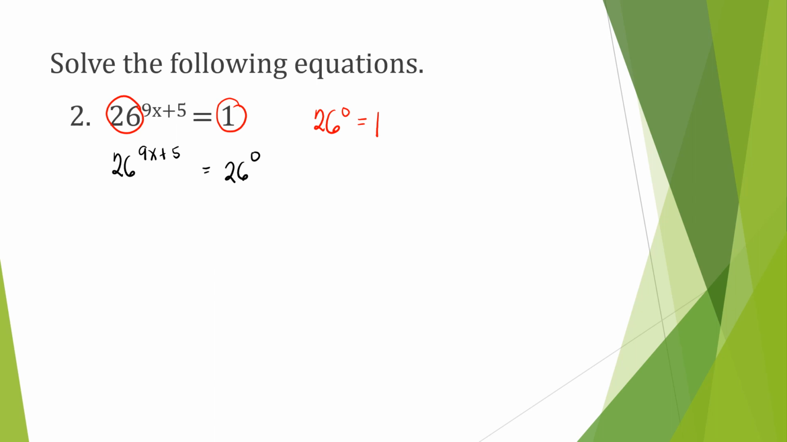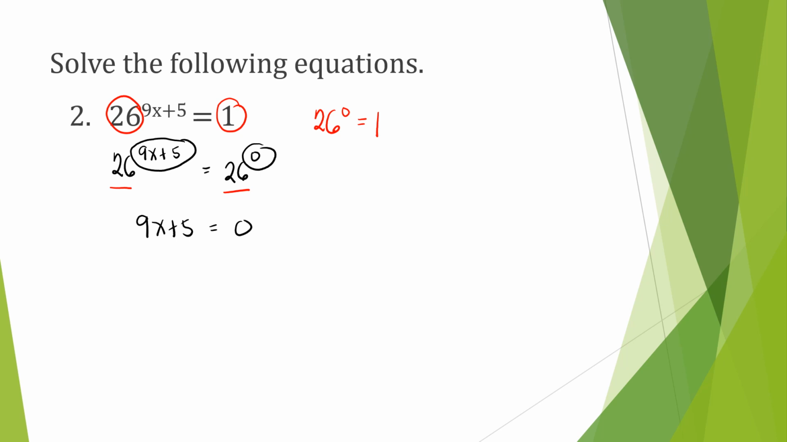As you can see, the bases are already the same. By the property of equality of exponential functions, if the bases are the same, then the exponents must be equal. So we will equate 9x plus 5 with 0. 9x plus 5 is equal to 0.